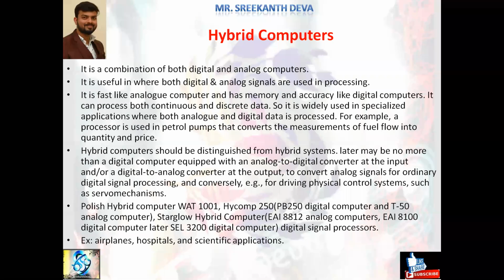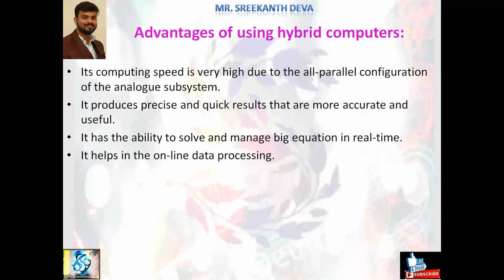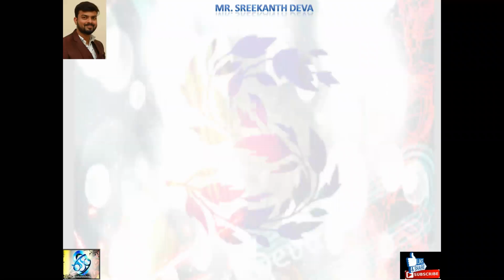Okay. See, there are several advantages of using hybrid computers. Its computing speed is very high due to the parallel configuration of the analog subsystems. It produces precise and quick results that are more accurate and useful. It has the ability to solve and manage big equations in real time. It helps in online data processing. So where both analog continuous data performance and discontinuous discrete data performance are required, that time we go with hybrid computers. This is about the combination of both analog and digital computers.